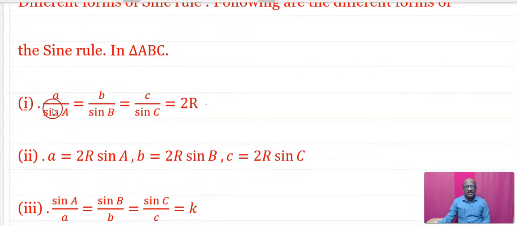Next is again a upon sine A is equal to 2R, therefore a is equal to 2R sine A. b upon sine B is equal to 2R, therefore b is equal to 2R sine B. c upon sine C is equal to 2R, means c is equal to 2R sine C.